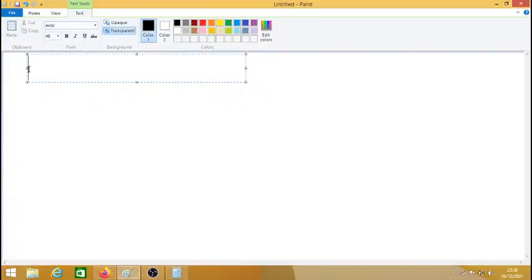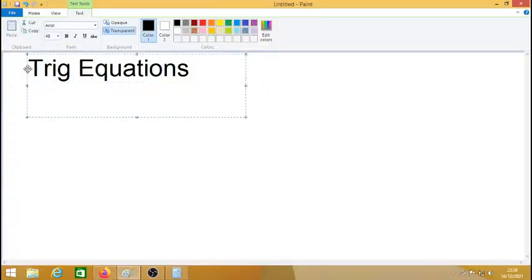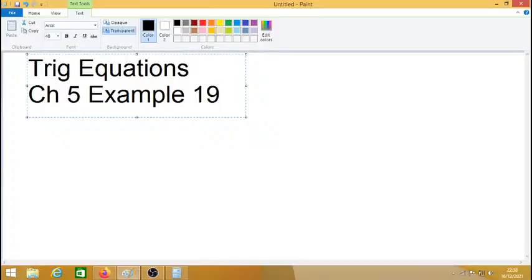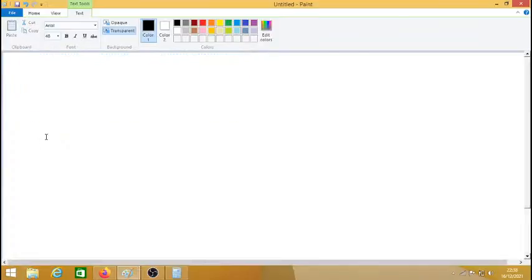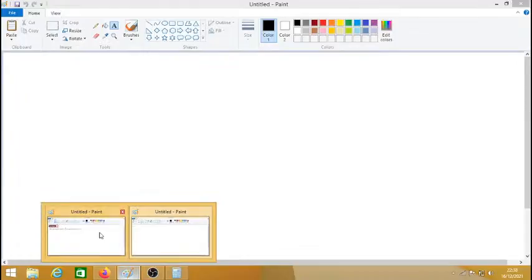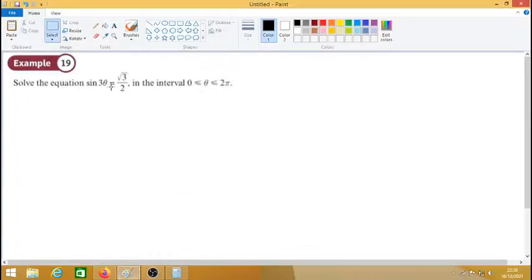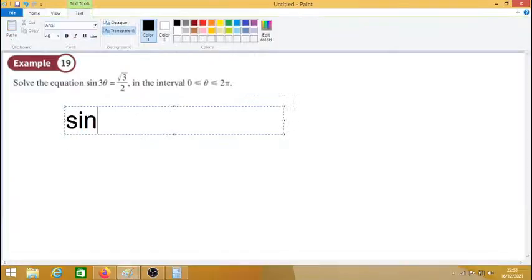This is a follow-up lesson on trig equations. If you're following through in the textbook, it's chapter 5, example 19. Okay, this time our equation is: solve sine 3 theta is equal to root 3 over 2. So let's just write that out in a slightly clearer way.